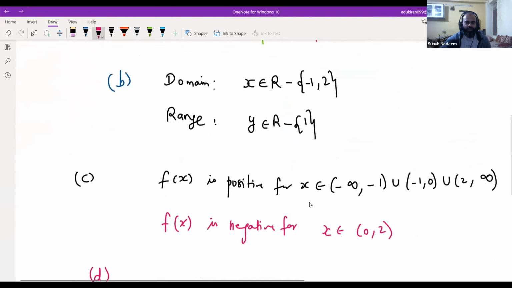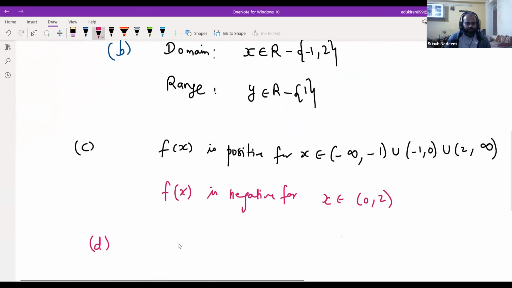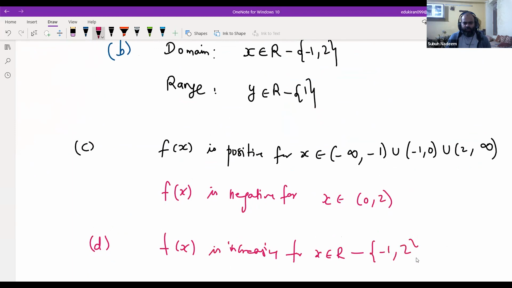So you will say that f of x is decreasing for x belonging to real numbers, whatever its domain, except -1 and 2. Decreasing, not increasing. It is not increasing anywhere. It is only decreasing.